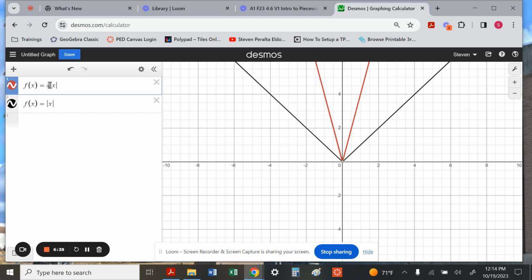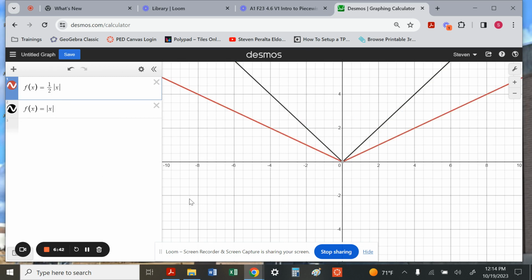Now notice what happens if I make it go up slower. If I do 1/2, not negative, but 1/2, notice that it stretches out. So it creates a wider V as opposed to a more compressed V. So that's what's happening in this particular case.